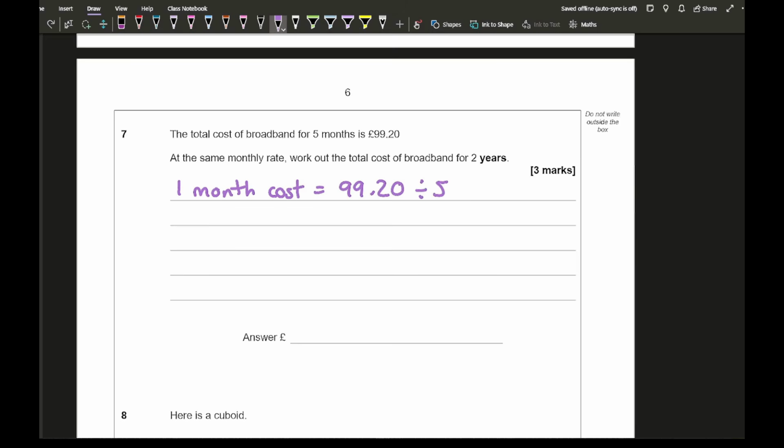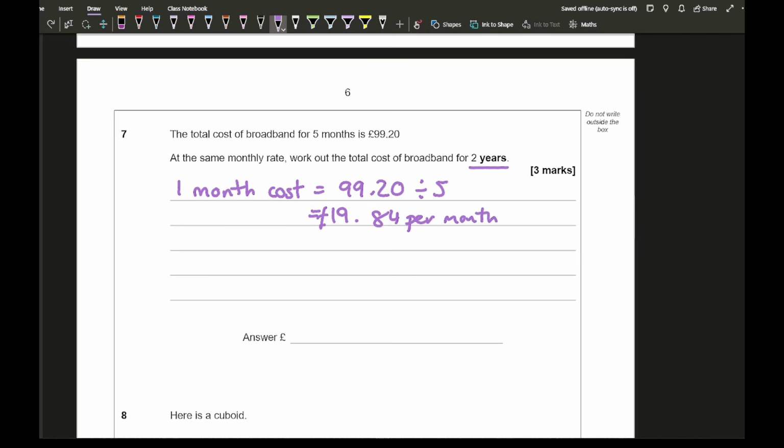And if I type that into my calculator, let's just quickly see what we get. So 99.2 divided by 5 gives me an answer of £19.84 per month.